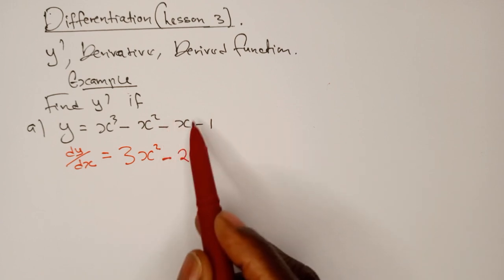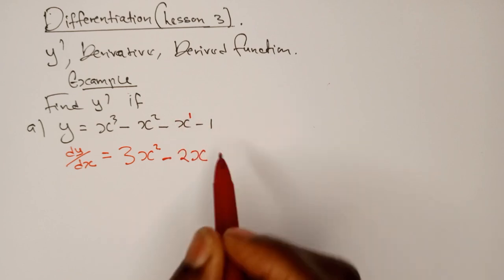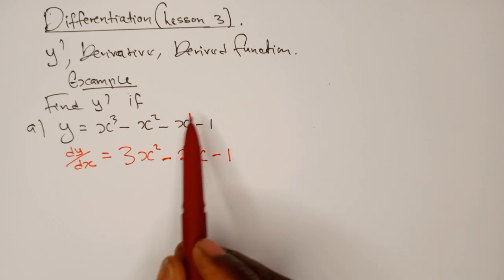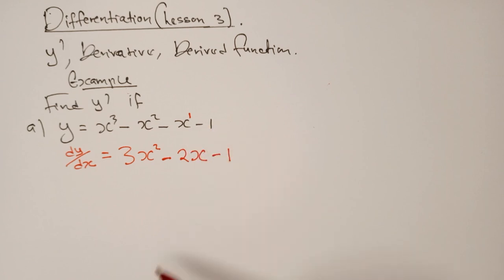Then this one here, it is like x raised to 1, so you multiply by whatever is in front, that will be negative 1. Then you minus 1 from the power, you remain with x raised to 0, which is 1. Then if you differentiate a constant, it is 0, and that will become your gradient function.